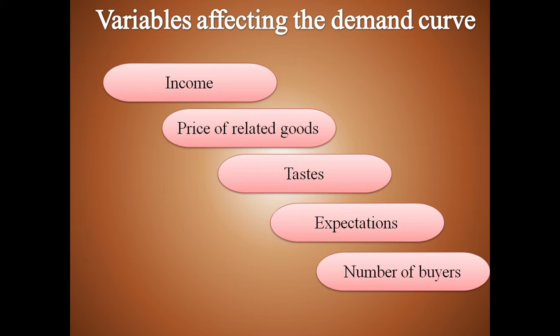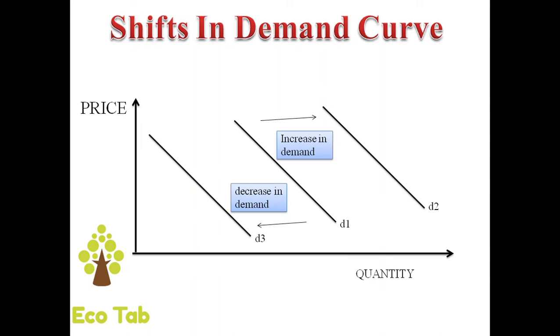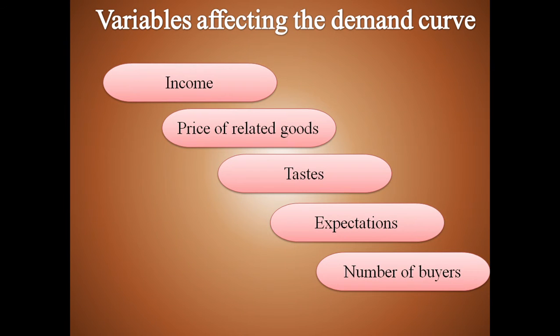Suppose there is a fall in income, then demand curve will shift to the left. That would indicate decrease in demand. If our income increases, that will shift towards right. Increase in demand. But this factor works differently for two different types of good. What are they? Normal good and inferior good.